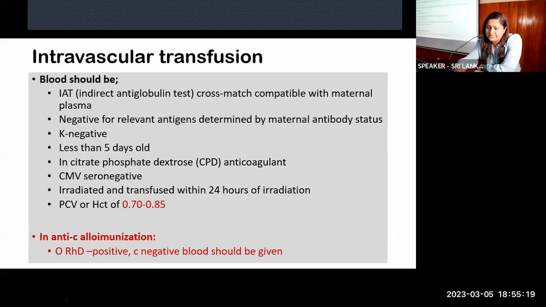When we do an intravascular transfusion, the blood should meet the following criteria. It should be less than 5 days old, K negative, negative for relevant antigens determined by maternal antibody status. It should be in citrate, phosphate, dextrose anticoagulant, CMV seronegative, irradiated and transfused within 24 hours. We aim for a PCV hematocrit of about 0.7 to 0.85, and it should be indirect antiglobulin test cross-match compatible with maternal plasma.